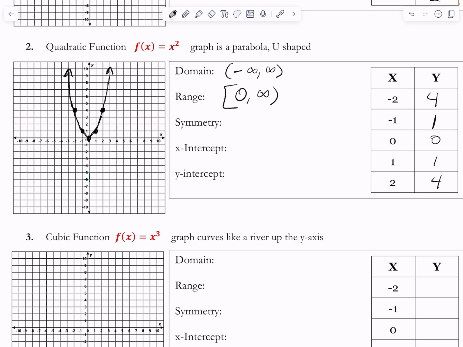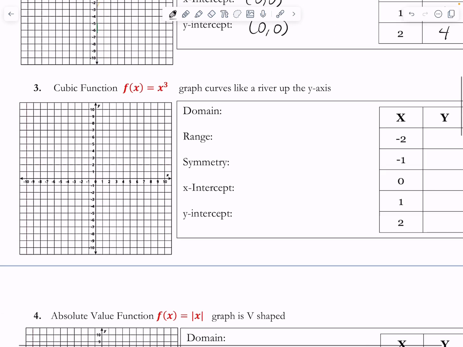In terms of symmetry, we have what is called y-axis symmetry. You can think of this as, if I look at this point 2, 4, there's a point over here across the y-axis that is symmetrical. So when you have y-axis symmetry, you have a function that is called an even function. That shouldn't surprise you, hopefully. If you look at the number here, that number 2 is an even number. The x-intercept and the y-intercept are both the origin.